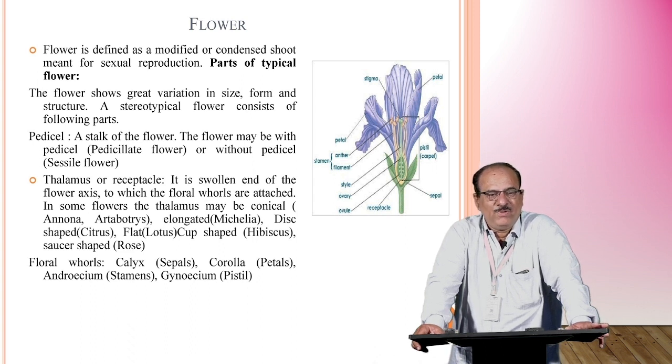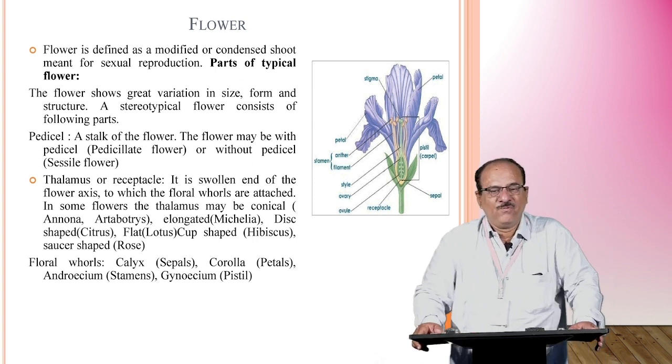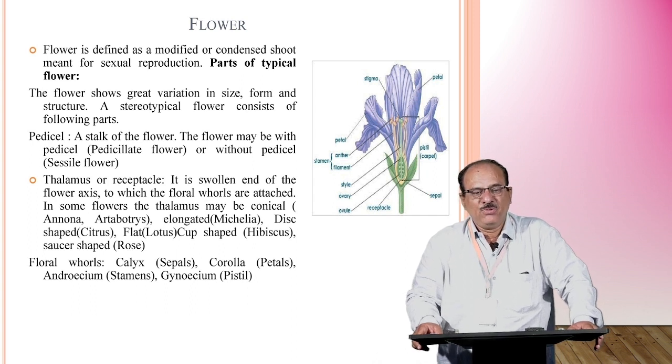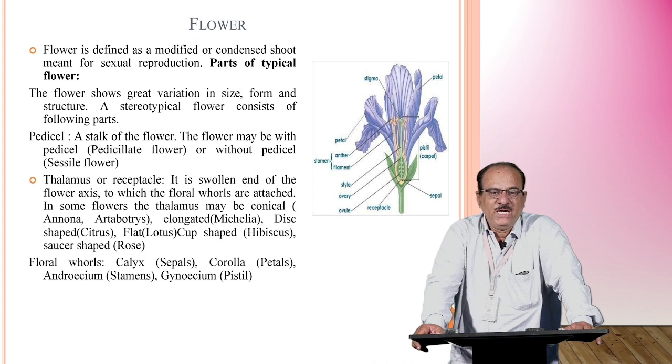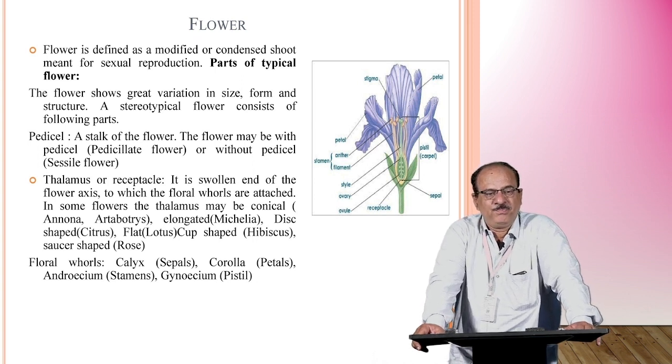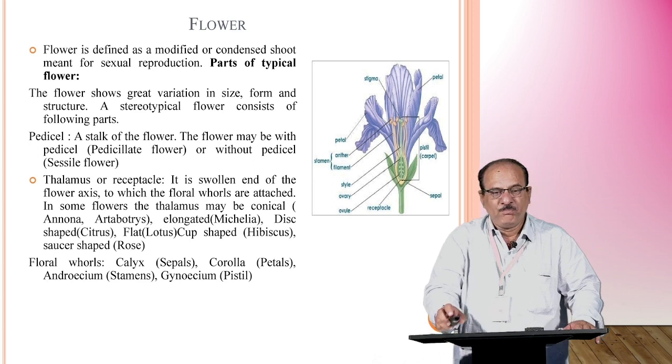In all, we have the 4 floral whorls which are attached on the thalamus or the receptacle. First is the calyx. Individual members are called the sepals. Second is the corolla. Individual members are called the petals. Third is the androecium. Individual members are called the stamens. And the fourth one is the gynoecium, whose individual members are called the pistils.